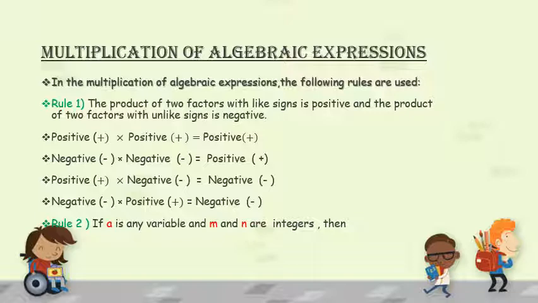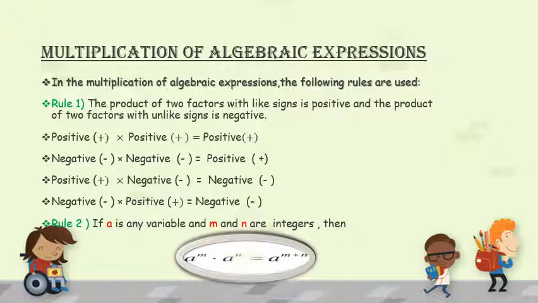We have the second rule like this. If a is any variable and m and n are integers, then a raised to m into a raised to n equals a raised to m plus n. Keep these two rules in mind.